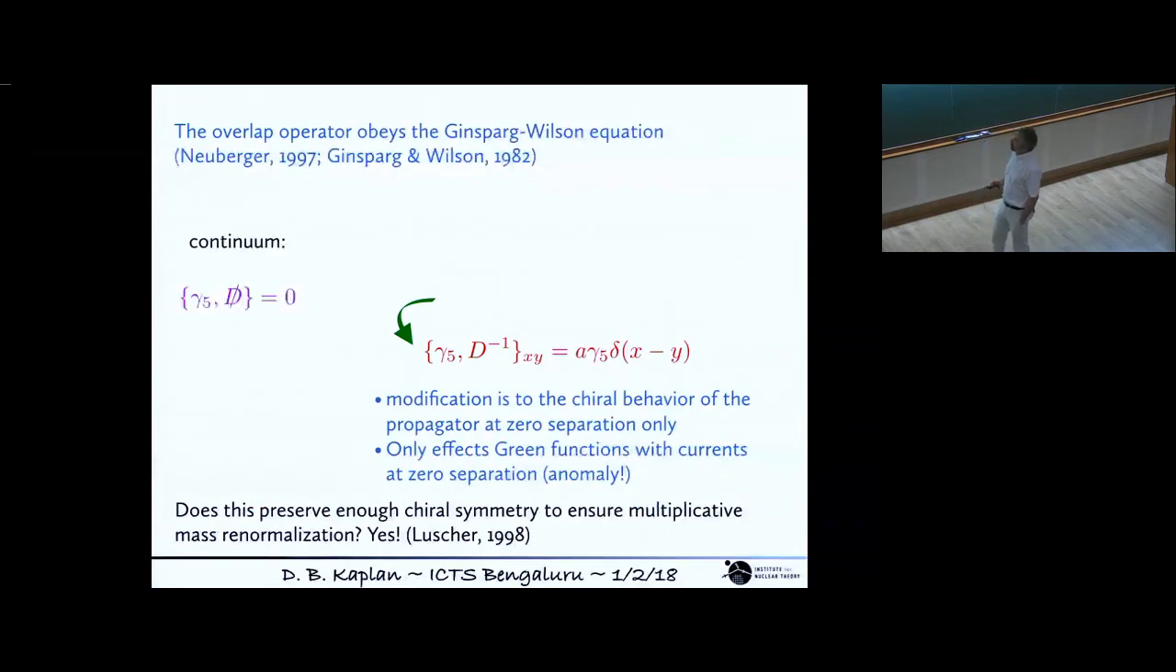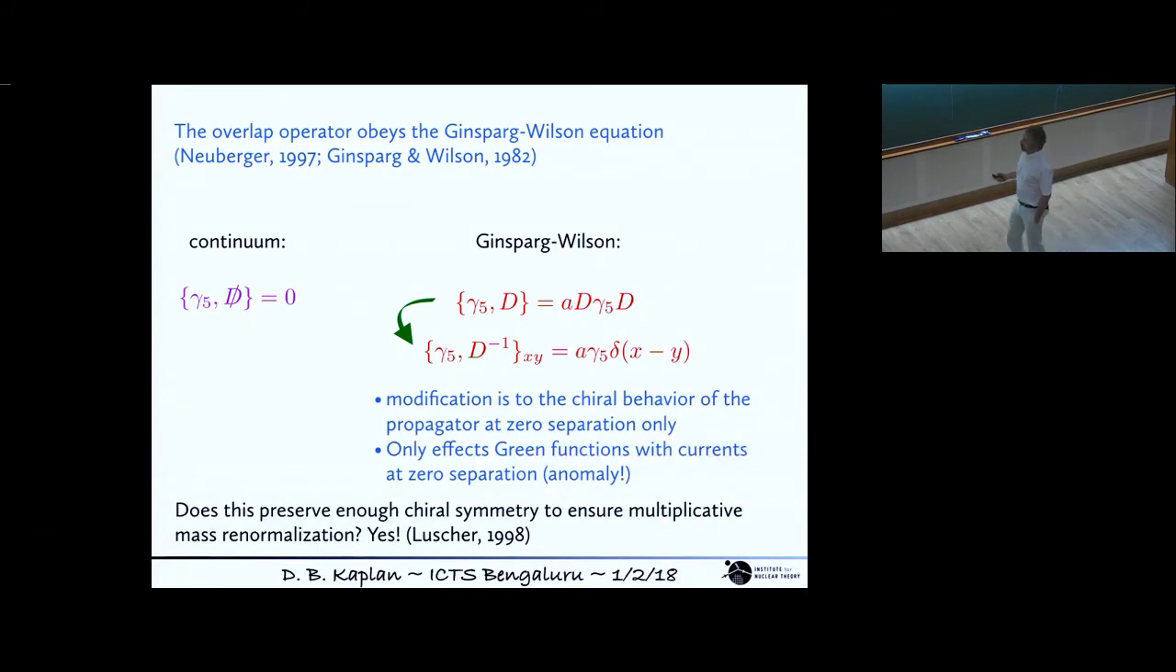The overlap operator obeys what's called the Ginsparg Wilson equation, which I'll get back to, which was written down in 1982. And Neuberger showed that his operator obeyed this equation in 1997. So in the continuum, chiral symmetry is encoded in the equation that gamma 5 anti-commutes with d slash. The Ginsparg Wilson equation modifies that, and on the right side it has an object which is proportional to the lattice spacing and therefore goes to 0 in the continuum limit, but has this peculiar structure d gamma 5 d.